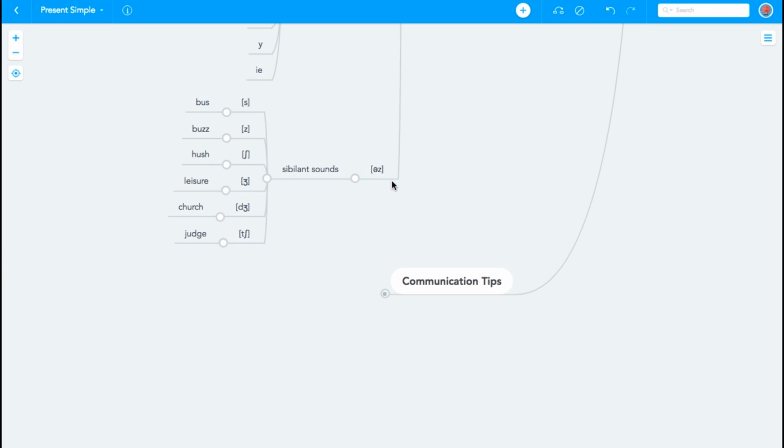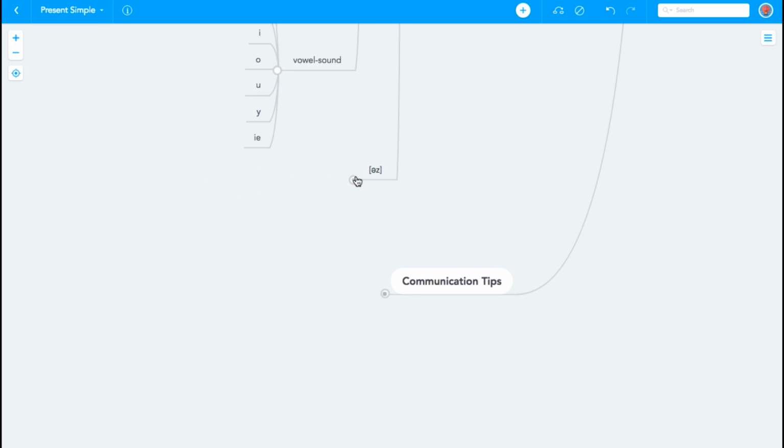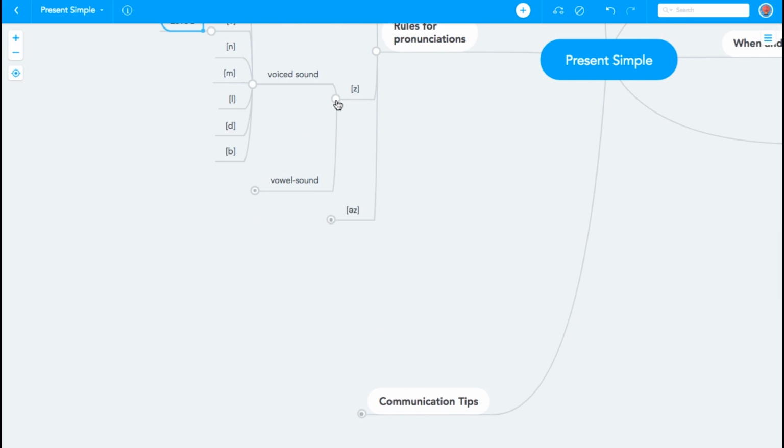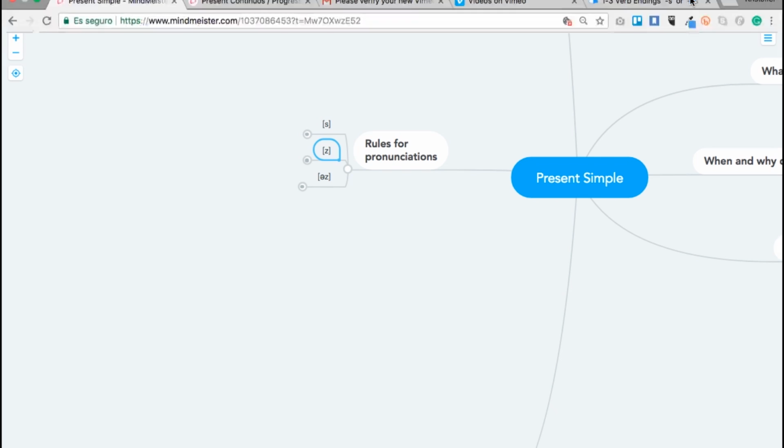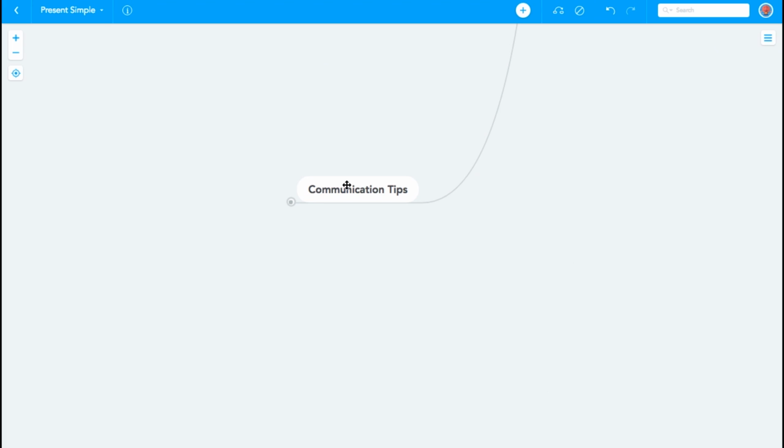Hush, hushes. Leisure, leisures. Church, churches. Judge, judges. All right, guys? So remember, those are the three different sounds that we produce when pronouncing the verbs in simple present: s, z, and es. And to conclude with our review of simple present, let's go over some communication tips.